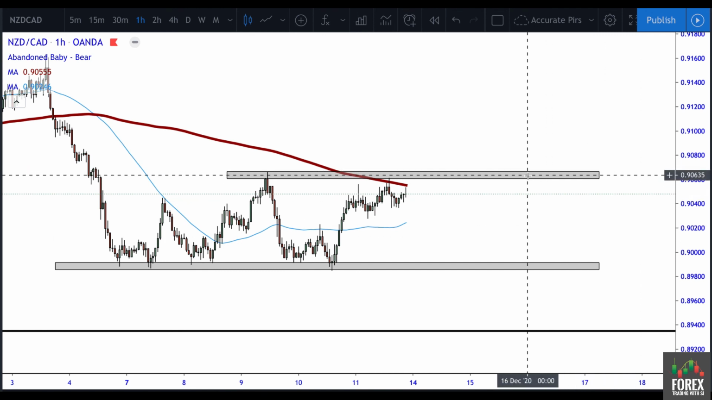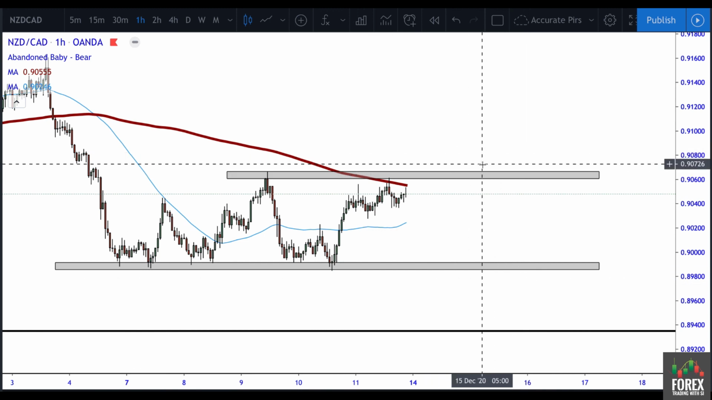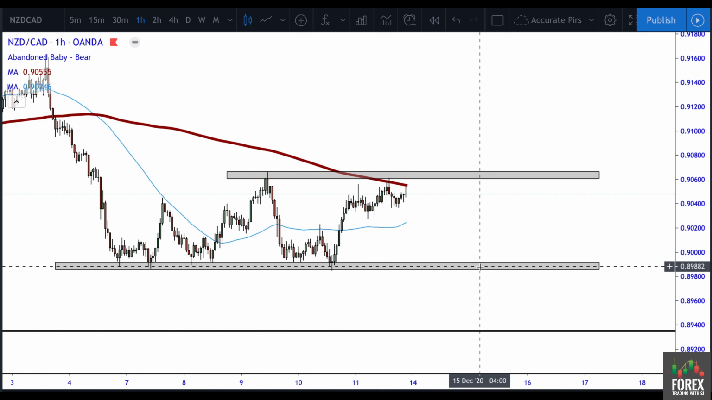So if you want to take note of these levels, 0.9063 for your resistance level and 0.8988 for your support level.